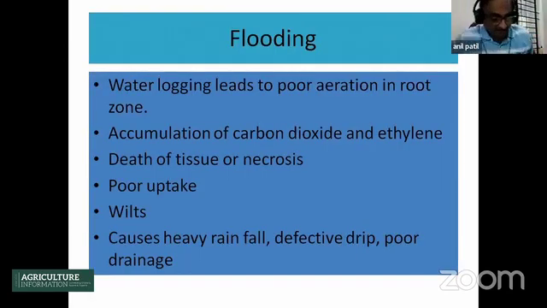Then there can be situations where there can be flooding or waterlogging, leading to poor aeration in the root zone. Depending upon the soil type, if it is a clay soil, water will easily be held in larger quantity, as the holding capacity is higher. If it is sandy, then it is much better. There can be an impermeable layer at a particular depth in the soil.